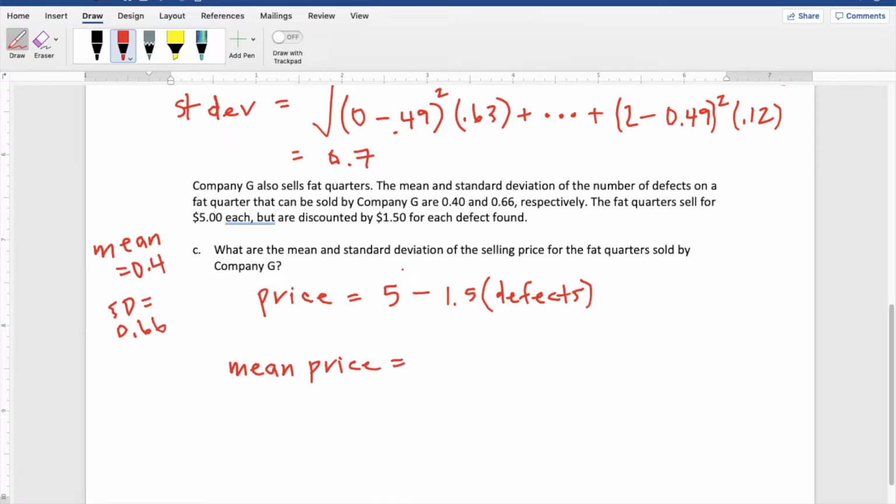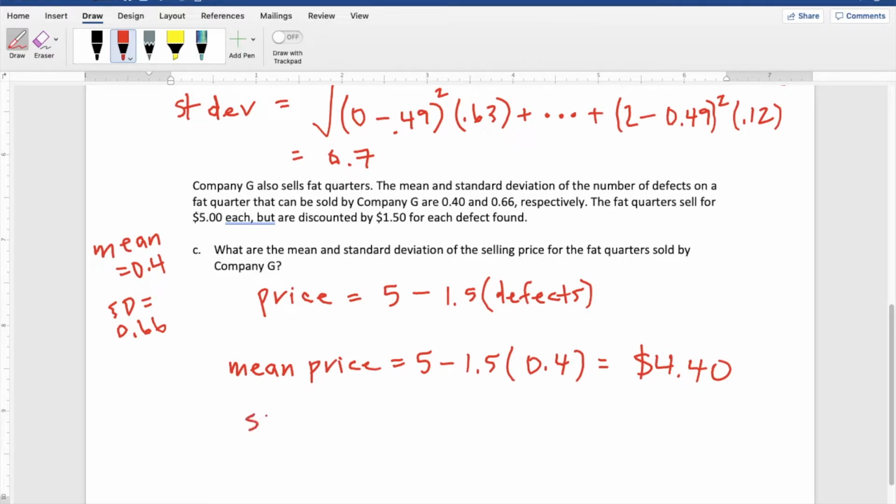If I remember my rules for mean, this is kind of like we're doing some multiplication, which is scaling, and then we're doing some shifting. So the mean or expected value does exactly what we would expect. If I just plug in the mean, I should get my mean price, $4.40. Always put a unit on things that have units.